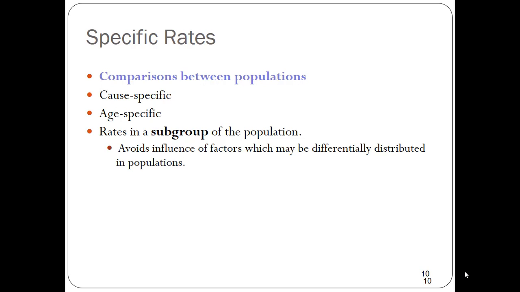Specific rates are used for comparisons between populations or a single population at different time periods. We consider cause-specific rates as well as age-specific rates, basically rates in any subgroup of a population. And this can avoid influence of factors which may be differentially distributed in populations.